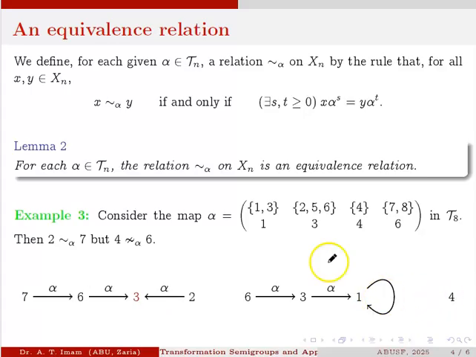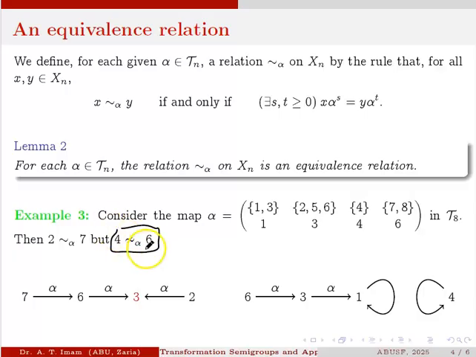And if you look at 4, no matter how many times we apply alpha on 4, 4 is a fixed point, so we keep coming back to 4, coming back to 4. So there is no way you can arrive at a common point starting from 6 and also starting from 4. So you cannot get to a common point. Therefore 6 and 4 are not related under this particular relation.